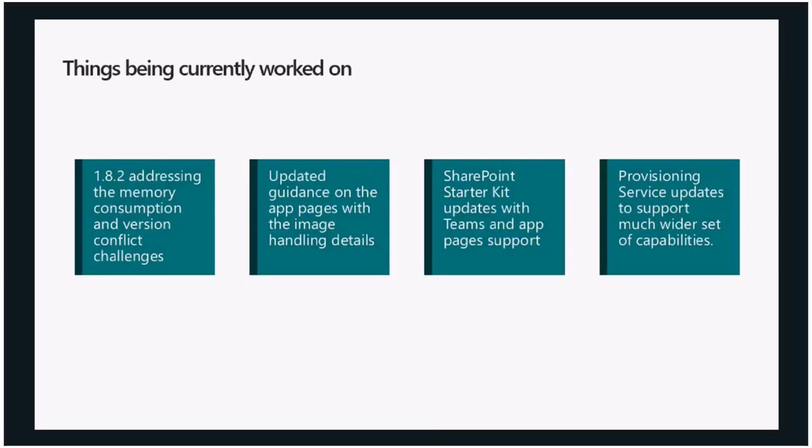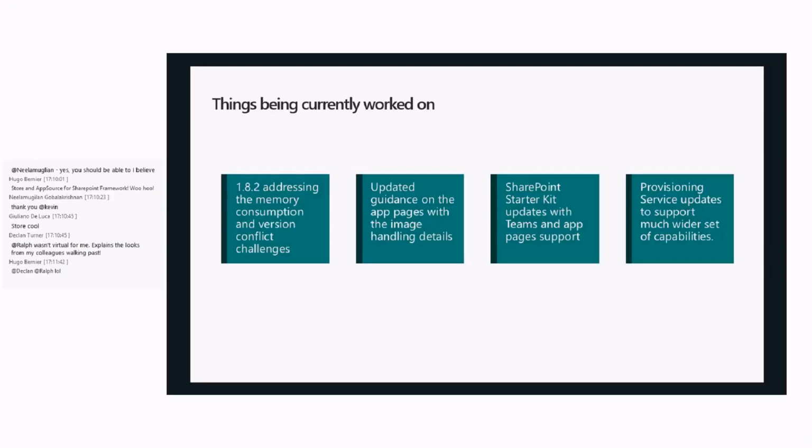SharePoint Starter Kit updates with the Teams and app pages support coming quite soon. SharePoint Starter Kit is basically demonstrating how to use and build complex portals, and it has 17 different web parts and extensions and all of that. And then on the provisioning service side, we're looking into supporting a much wider set of capabilities, for example Teams templates, so you can have one really cool large template which is provisioning multiple site collections, and then Teams structures and Teams tabs which are pointing back to SharePoint for an easy demonstration. So really cool stuff coming soon. But that's it from my side.